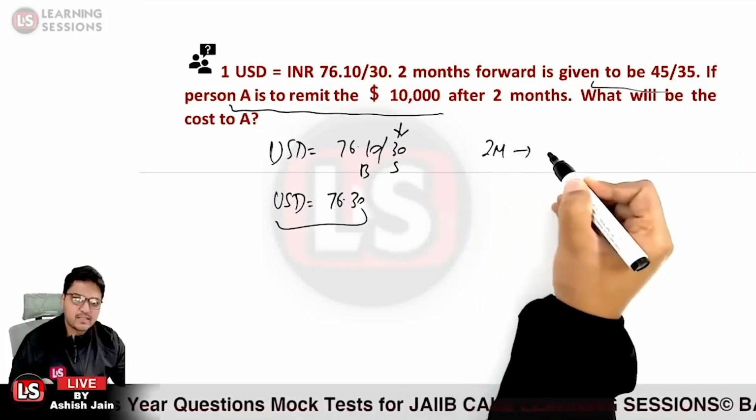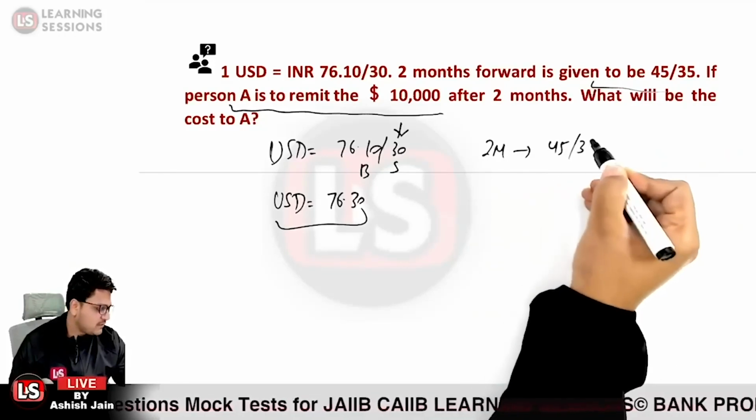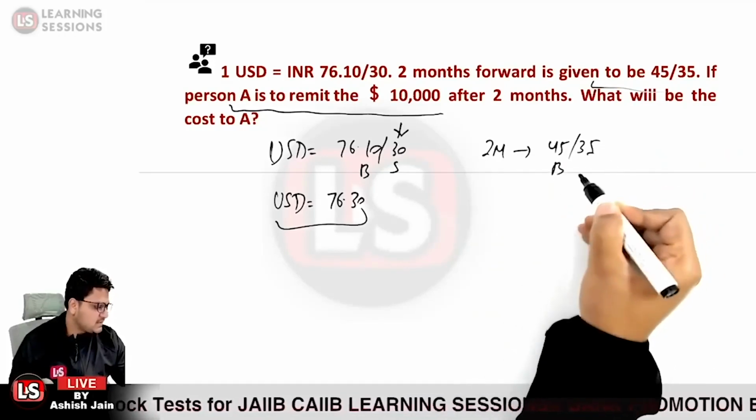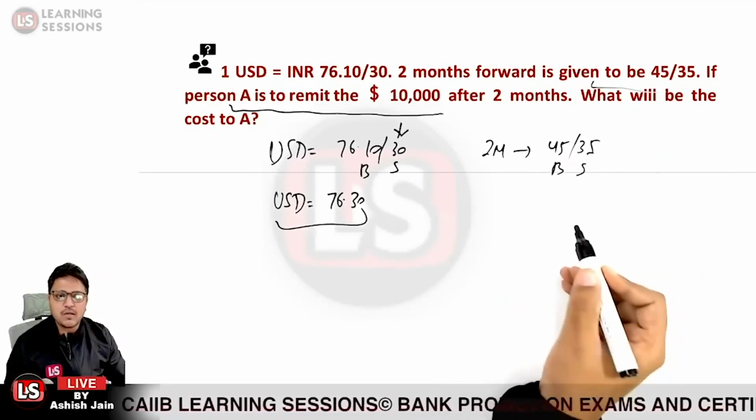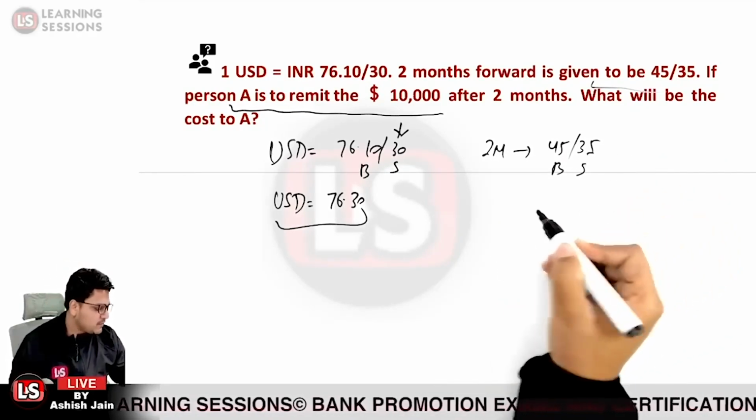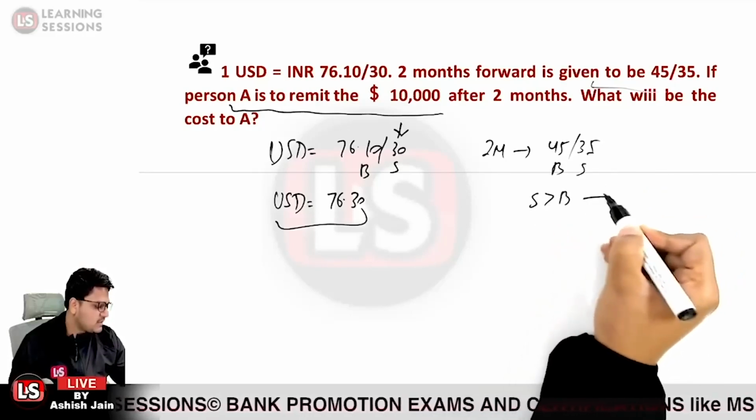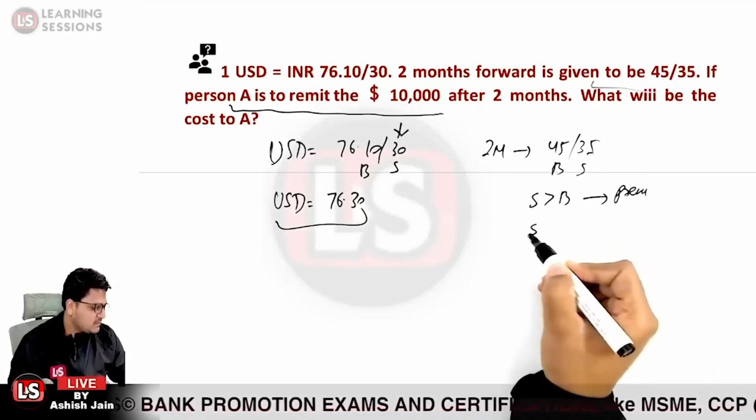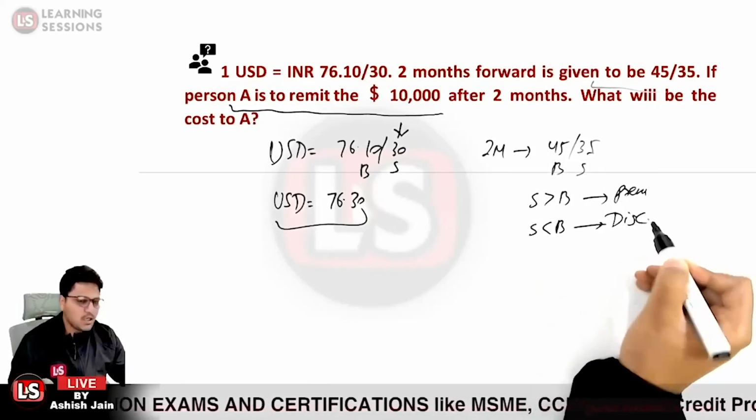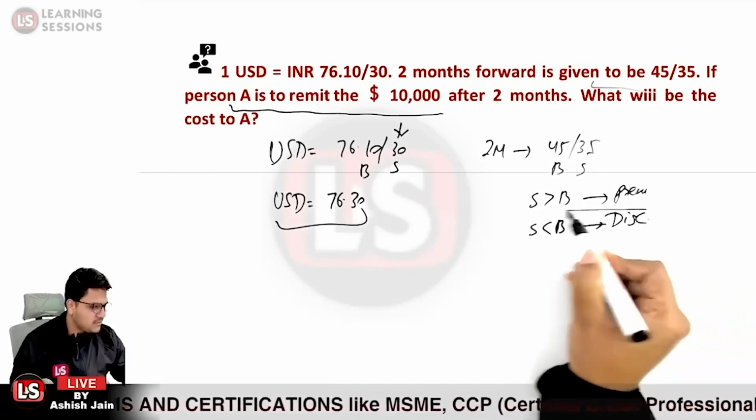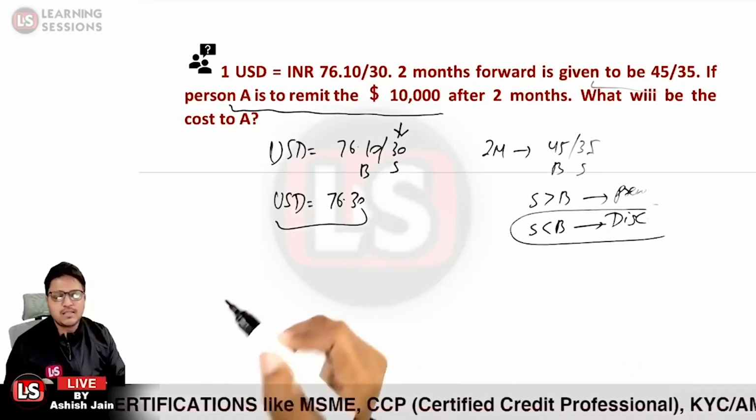And further, we are over here provided with the 2-month forward rate. So the 2-month forward rates are given to be 45/35. So these are the buying points and these are the selling points. Now what is the scenario? The currency is available at discount or at premium. I already told you that if selling points are greater than buying points, the currency is available at premium. And if the selling points are lesser than the buying points, the currency is said to be available at discount. Now over here in this particular case, the currency is available at a discount.